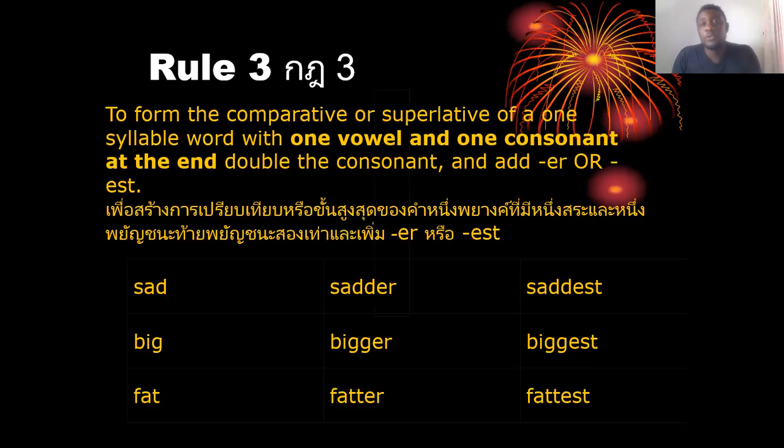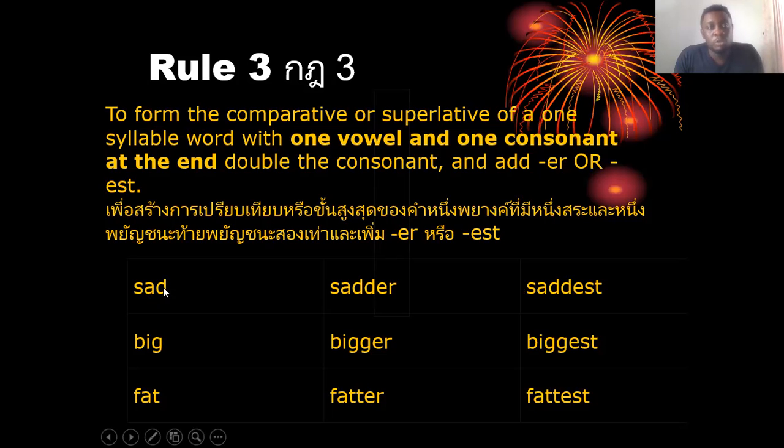Okay, let's continue. To form the comparative and superlative of a one-syllable word with one vowel and one consonant at the end, double the consonant and add er or est. See, so this one is still one word, one sound, one syllable, right? So it just has one syllable, which means just one sound. Like the example here, sad. But if you look at the word, we have a consonant, vowel, consonant, right?